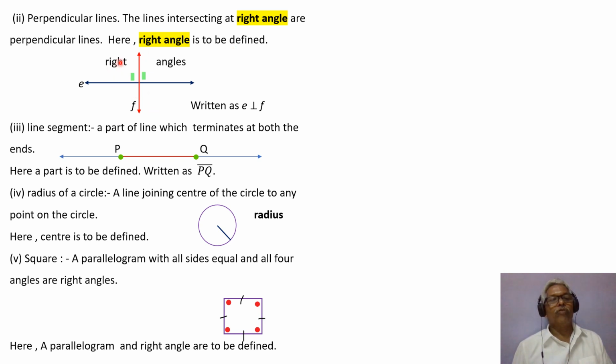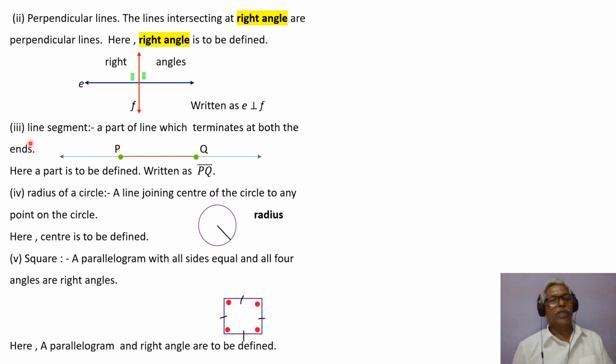Okay, so for defining something else, you have to define another thing, some other term. Now take these two lines E and F, and they are intersecting at a right angle. These are the two angles, and this is written as E is perpendicular to F.